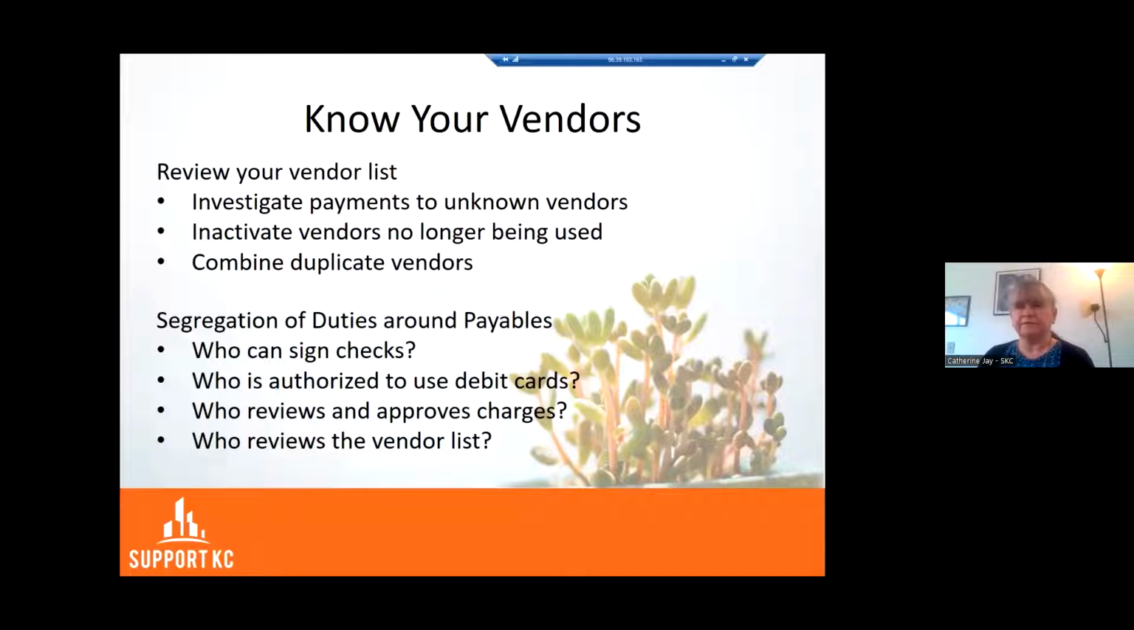You can usually get a vendor list out of your accounting system. And we have a number of clients that use bill.com, and you can get a list out of there. And even if you're maintaining it outside of your accounting system, to just review several times a year to make sure that it's not being populated with vendors you don't use or that you don't recognize.